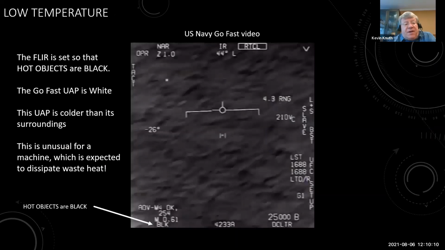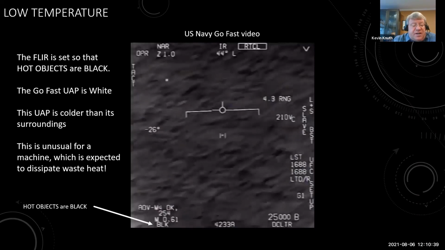Another physical effect is low temperature. As Ravi noted in his talk, you would expect these objects to generate waste heat, and they very often do not. And so this is very surprising. This is a go fast video, and the object may not be going very fast, as has been claimed. It's called go fast because it looks like it's going fast, right? That's probably the most impressive thing about the video.